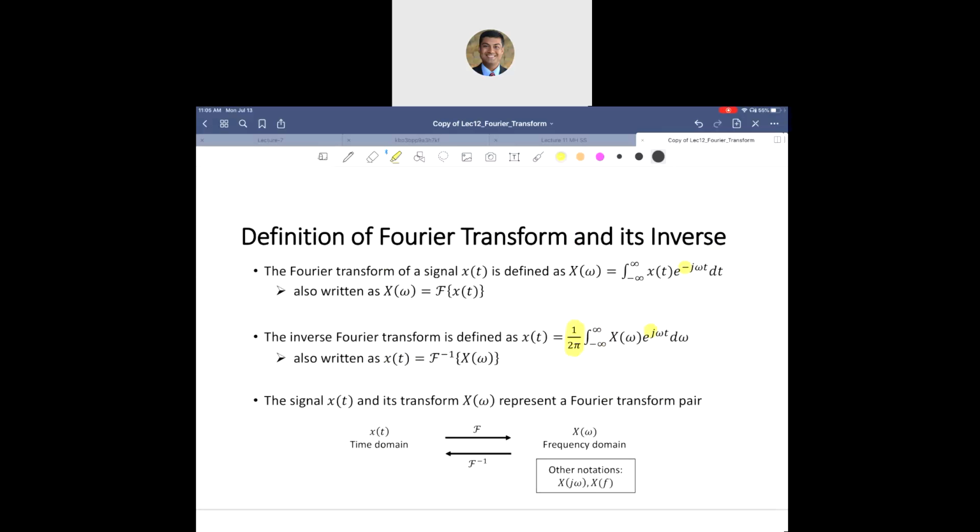Also written as inverse Fourier transform, F inverse. x of t is the time domain, X of omega is the frequency domain. Other notations: X of j omega, X of f. The Fourier transform will take you from time to frequency. The inverse Fourier transform will bring you back. And they always appear in the form of Fourier transform pairs.